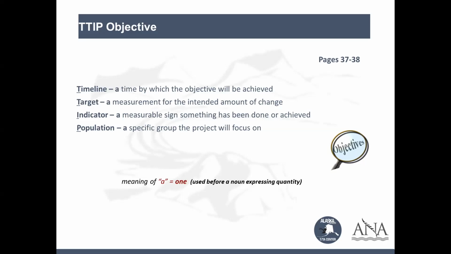Notice that each of these says a timeline, a target, an indicator, and a population. And that is because each objective should only have one of each of these.